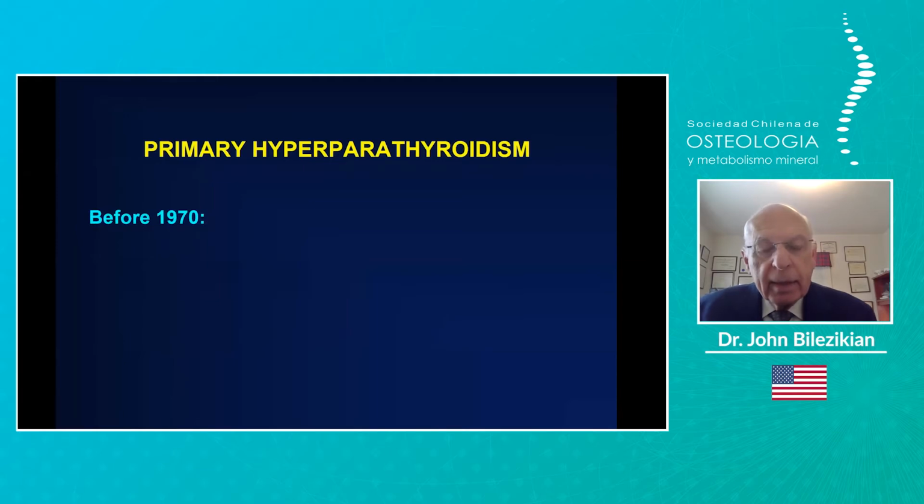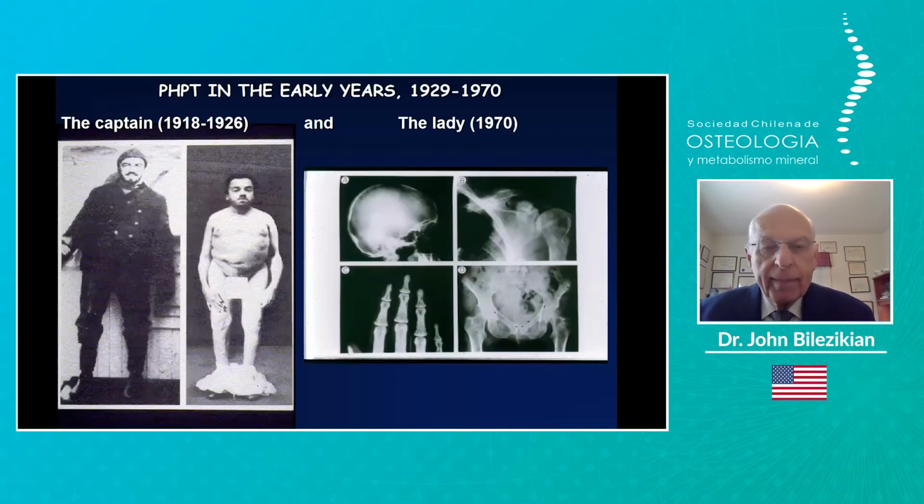There are three generational phenotypes of this disease. Before 1970, this was considered to be a disease of bones, stones, and groans. And on this slide, shown on the left, is the famous sea captain, Charles Martel. You can see how healthy he looks. And next to him is a photograph of himself just several years later. And you can see what potential primary hyperparathyroidism has to actually destroy the skeleton.